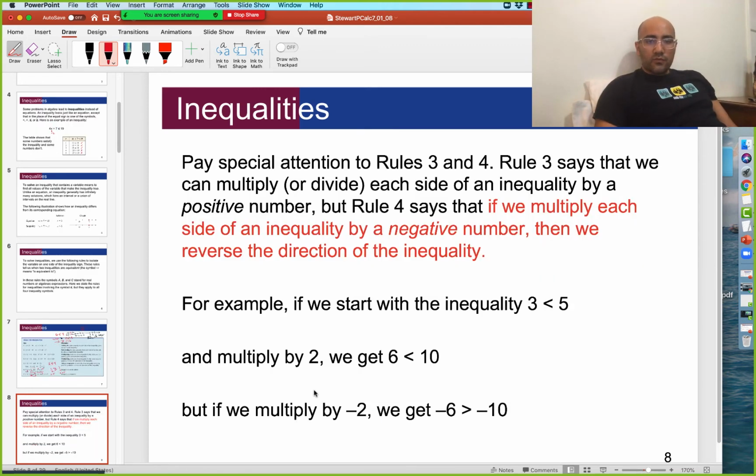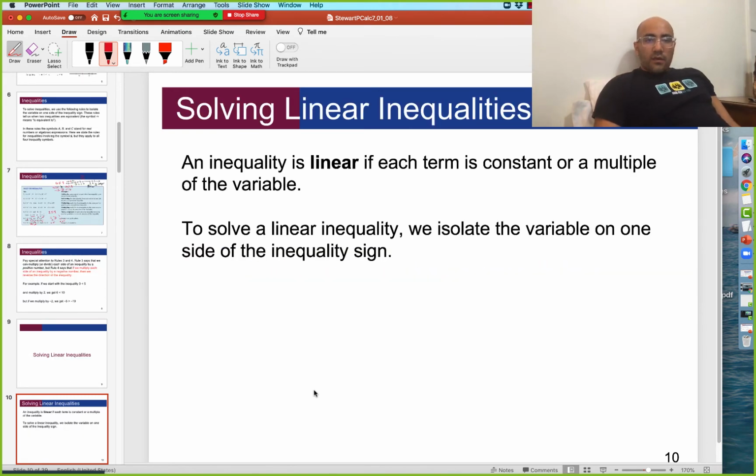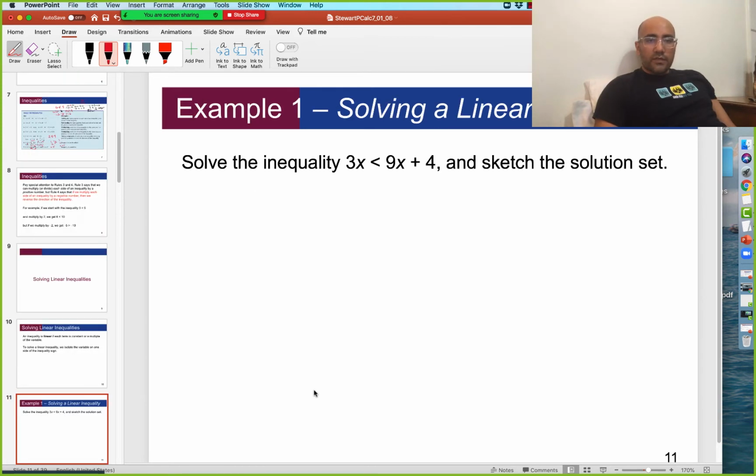Pay attention to rule 3. An inequality is linear if each term is a constant or a constant multiple of a variable. Okay, so here's an example. Solve this inequality: 3x is strictly less than 9x plus 4.